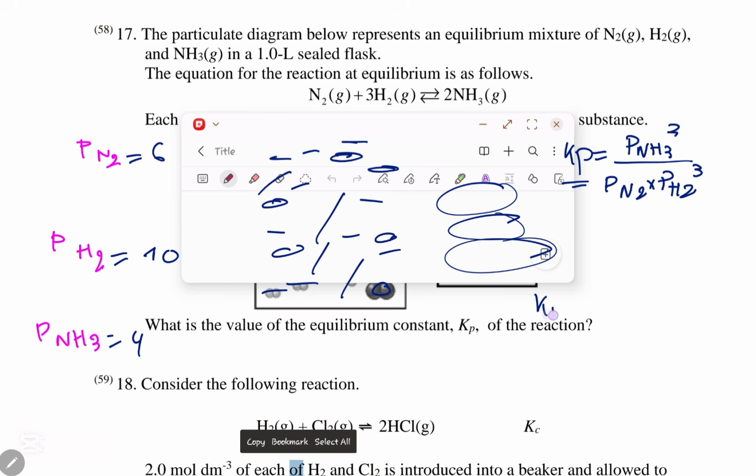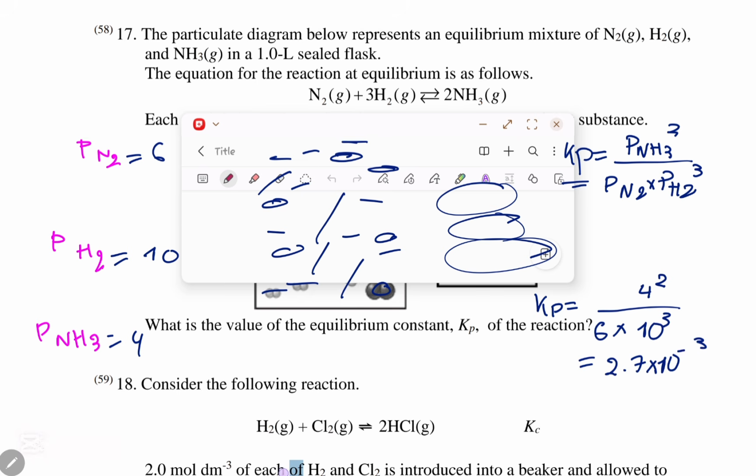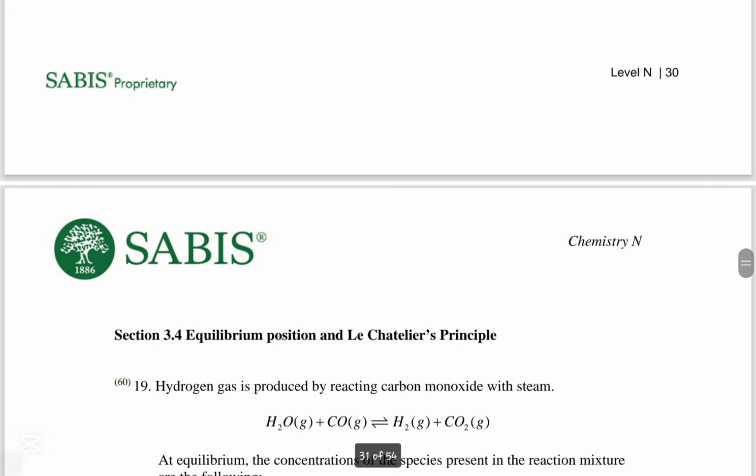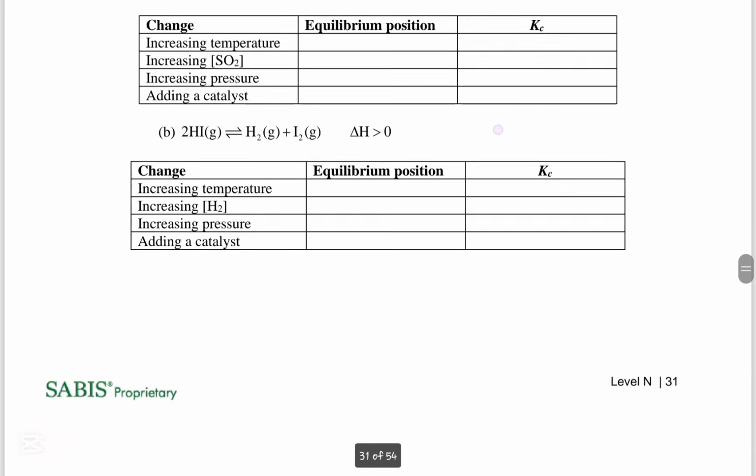Kp is equal to the partial pressure of NH3 squared, so 4 squared, divided by the partial pressure of N2, which is 6, times the partial pressure of H2 to the power of 3, divided by 10 to the power of 3. I got an answer of 2.7 times 10 to the power of minus 3, and that's it for question 17. We'll now move on to question 18, and then 19 and 20, and we are done.